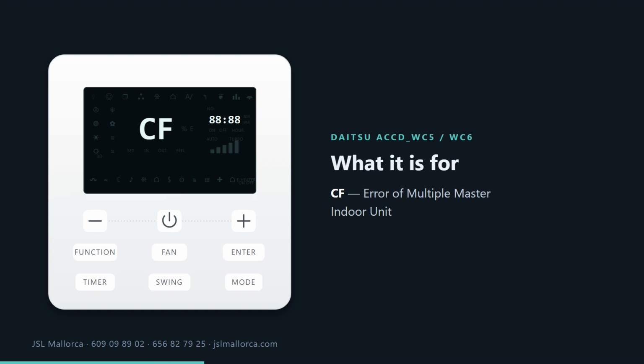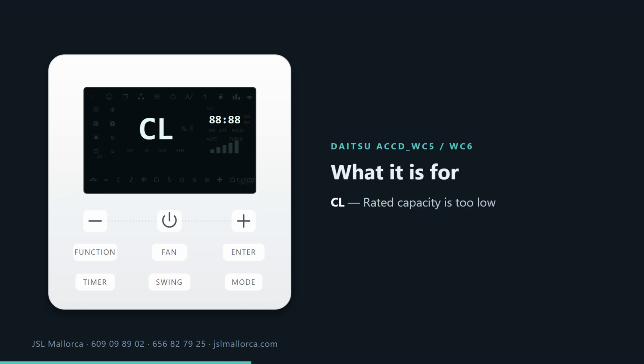Code CF. According to the manufacturer, error of multiple master indoor unit. Code CH. According to the manufacturer, rated capacity is too high. Code CJ. According to the manufacturer, system addresses is incompatible. Code CL. According to the manufacturer, rated capacity is too low.